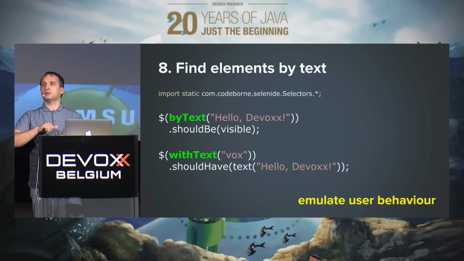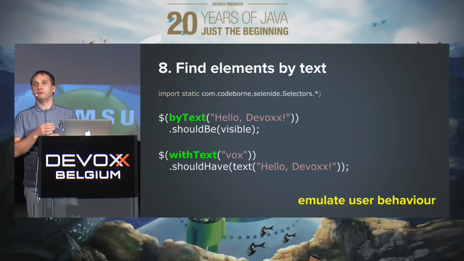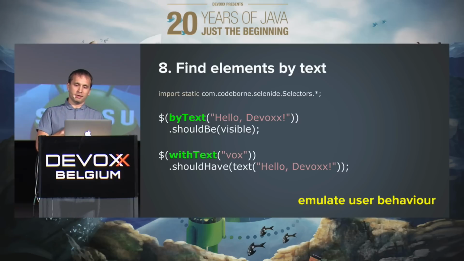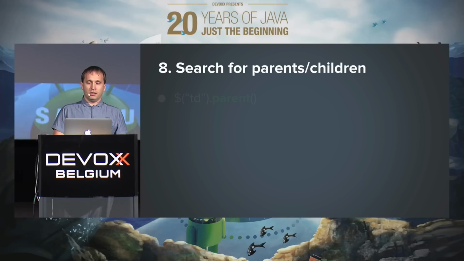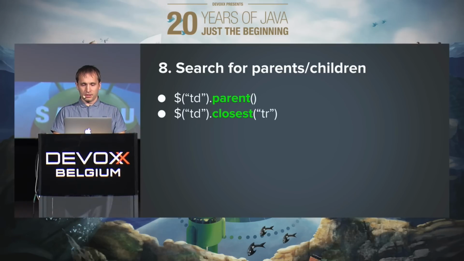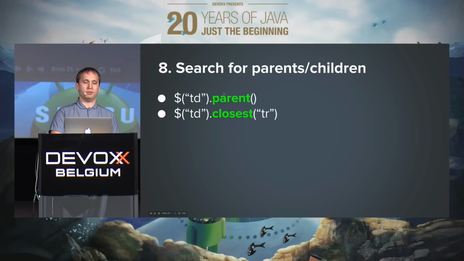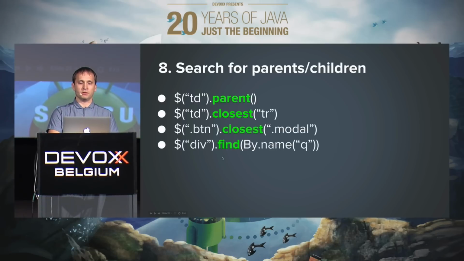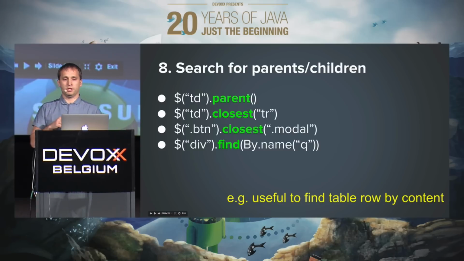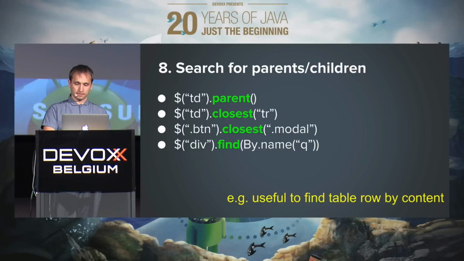Real users do not find a button by ID. Real users actually find buttons by text or even more by color. Unfortunately, we cannot yet find elements by color, but by text it's possible. The next thing that is very convenient in tests is searching parents and children of elements. For example, the method someElement.parent looks for its parent, closest looks for some grandparent, and find looks for a child. So very useful to navigate between elements.